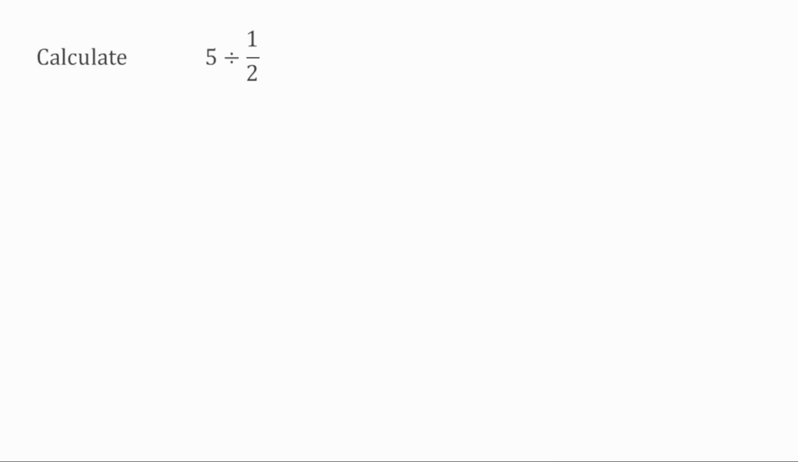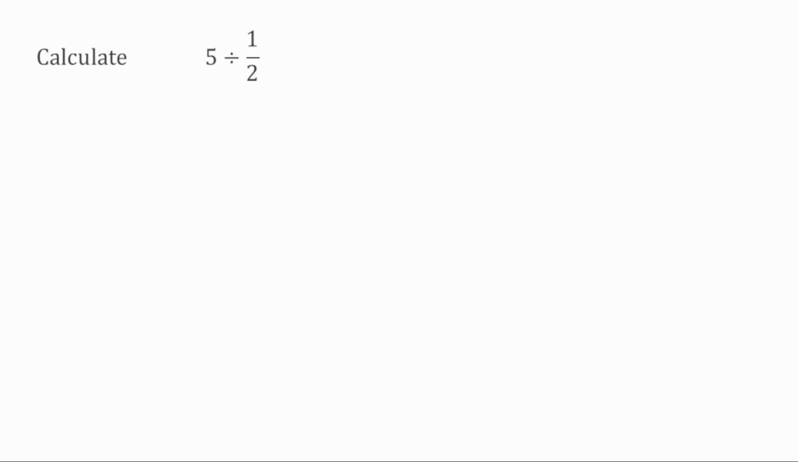We can also have scenarios where we're dividing fractions with whole numbers. So when we've got a question like this, we can still use the keep flip change method, but to do that we want to turn our whole number into a fraction. And the simple way we do that is we just put our whole number as a fraction over 1. So for this example, we've got 5 divided by 1 over 2.